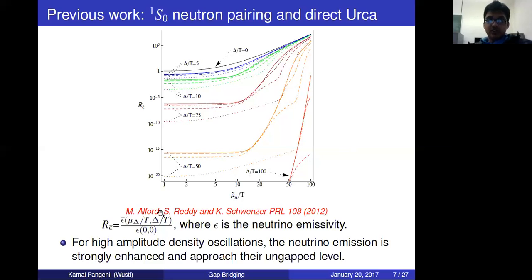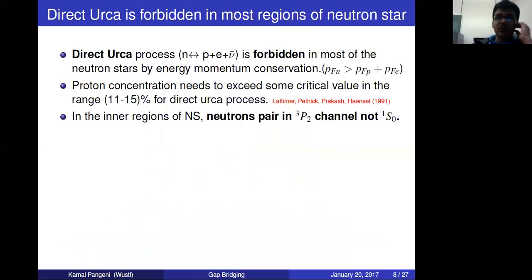This was done in 2012 by Mark Alford, Sanjay Reddy, and Kai. It was done for 1S0 neutron pairing and the direct Urca process. But the drawback of this calculation is, if you want to apply this to a neutron star, in neutron stars this direct Urca process is forbidden because of energy-momentum conservation. To have a direct Urca process, the proton concentration needs to exceed some critical value, around 10 to 11%, which we don't have in most parts of the neutron star. So it's not the direct Urca process that happens in the neutron star. And in the inner regions, the neutrons don't pair in the 1S0 channel. It's repulsive in 1S0, but attractive in the 3P2 channel.